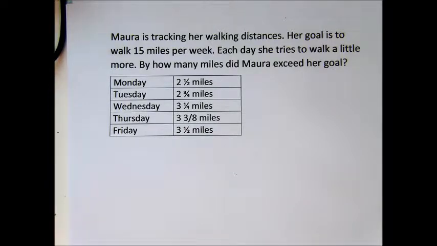Mara is tracking her walking distances. Her goal is to walk 15 miles per week. Each day, she tries to walk a little more. By how many miles did Mara exceed her goal?